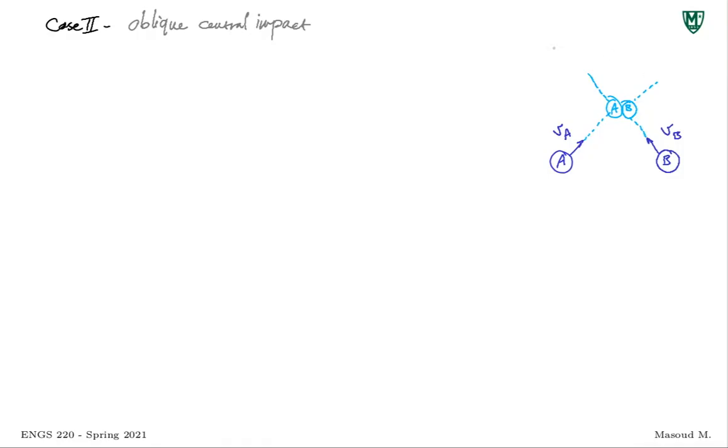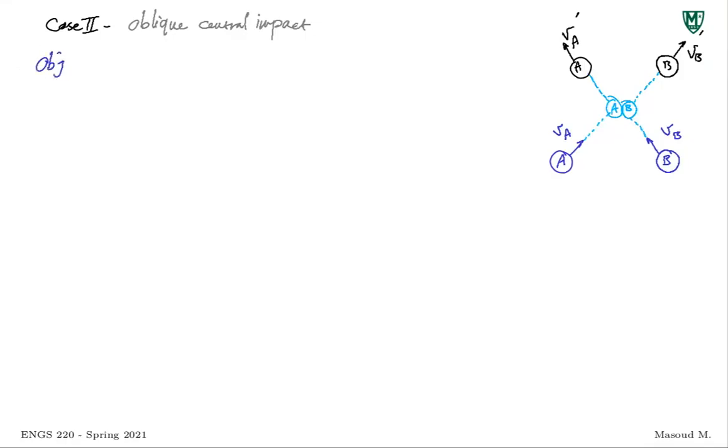And then if that happens, you'll have A here with some velocity after the impact, and you have B here with some velocity after the impact. That would be oblique central impact, meaning that these two are not on the same straight line. They just come, hit, and they just, let's write it this way.